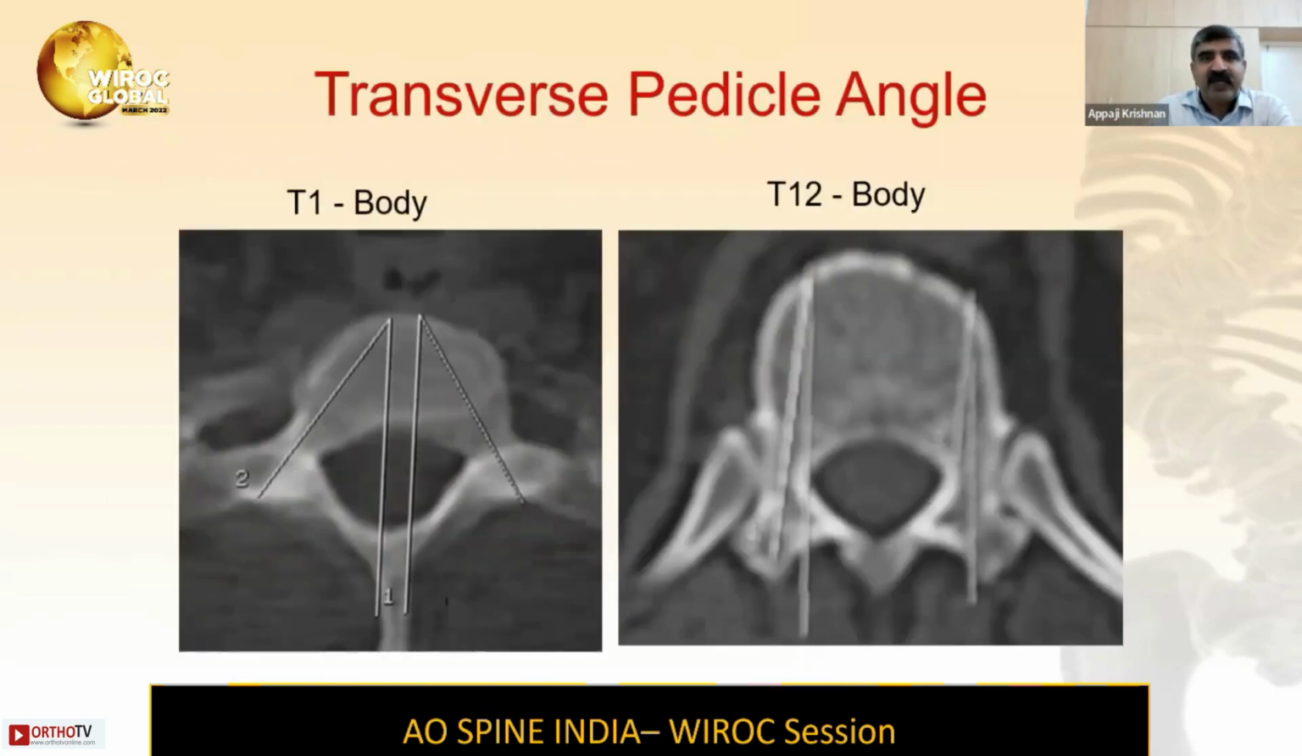So as I told you, the transverse pedicle angle, which is an angle between the transverse midline to the pedicle, is widest at T1 and the narrowest at T12. In fact, in T12, sometimes you can even have a negative of 5 degrees rather than a positive angle converging inward. So you should be aware of these angles when you start inserting the pedicle.